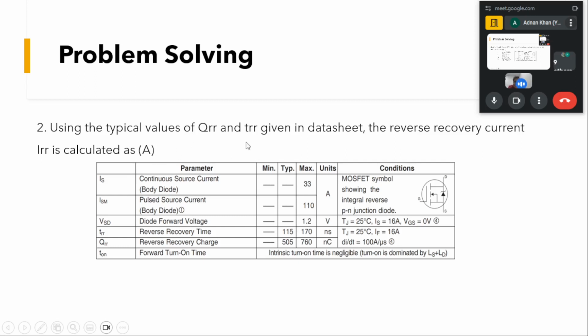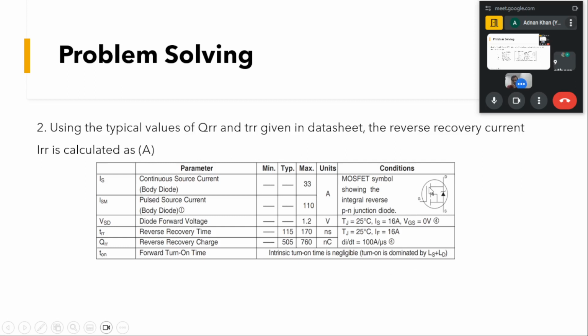In the question itself, we have to use the typical value. So the typical value of TRR is 115 nanoseconds, and QRR is the reverse recovery charge, for which we will also use the typical value, 505 nanocoulombs. Now, with these values of TRR and QRR, we have to calculate the IRR.